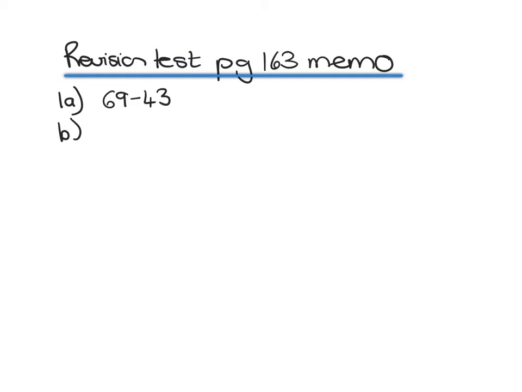Right, so remember you didn't have to give the answer. We were just looking at writing this in the maths way and knowing that difference is minus. At B, the sum of 112 and 28 would mean 112 plus 28.